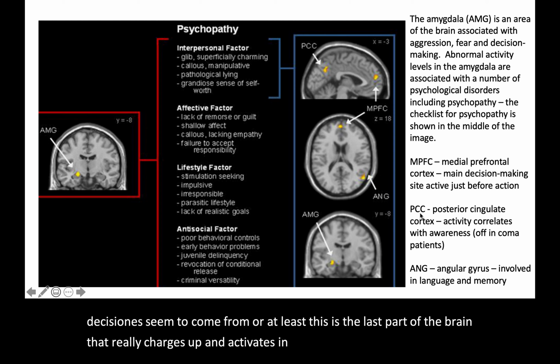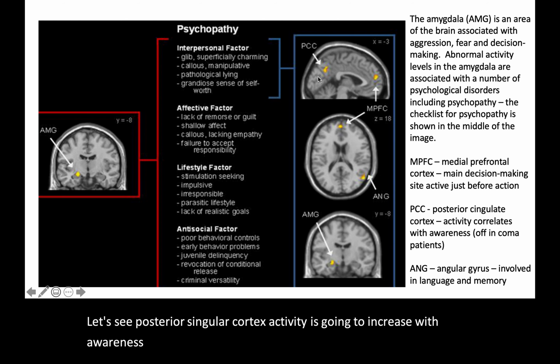Let's see, posterior cingulate cortex. Activity is going to increase with awareness. So if you're a coma patient, you're just going to have a little dead spot here in your brain in terms of activity. But is that the seat of consciousness? It's probably not as simple as that.